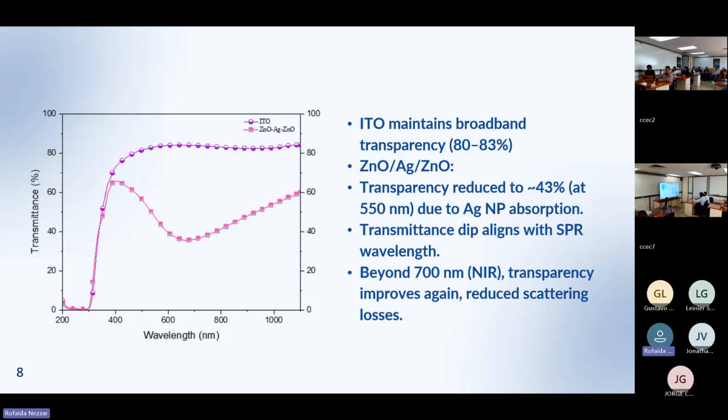So if we move to transmittance, indium tin oxide maintains a high transparency of about 80% to 33% in the visible range. And the three-layer film drops to around 43% at 550 nanometers with a noticeable dip near 600 nanometers, again due to the SPR effect. But here's the interesting part. Beyond 700 nanometers, you can see that in the near-infrared region, the transparency rises again.